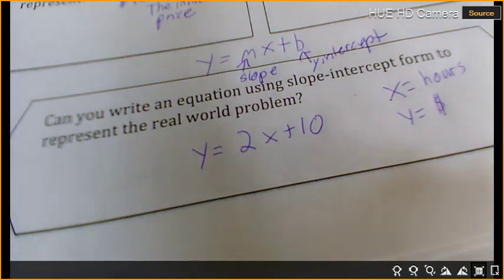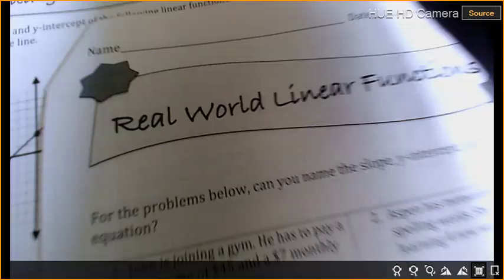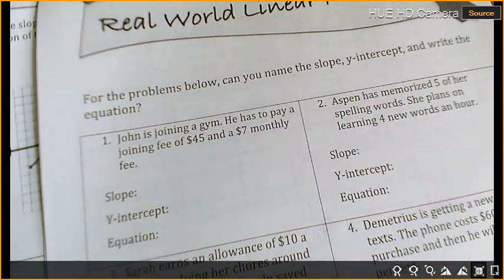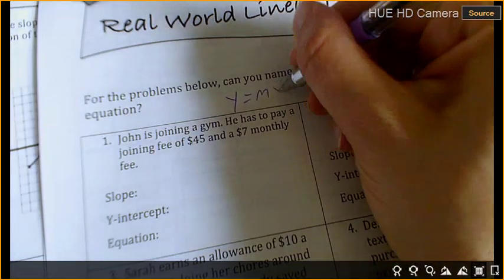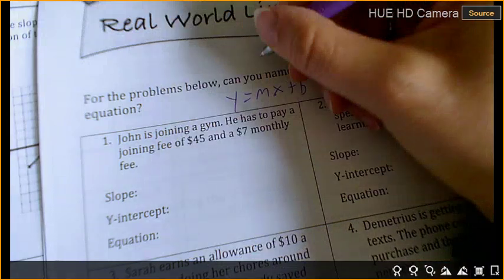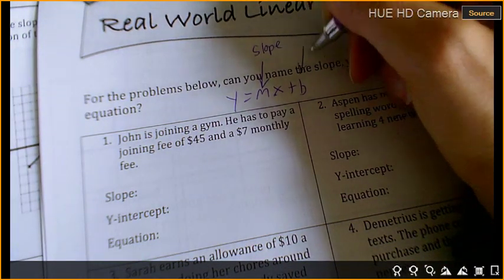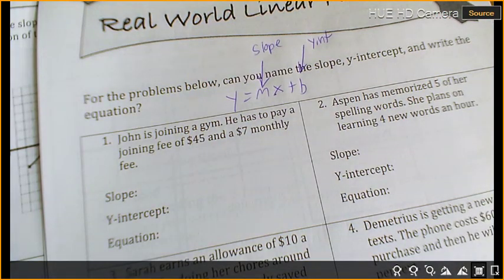All right. Let's turn it over. We're going to look at these real world functions, and we're going to try to do them as well. We got to figure out what the slope and the y-intercept are, and then we'll write the equation. Remember, these are all in y equals mx plus b form. What's m again? Slope. What's b? Y-intercept means where it started, right? Slope means what changes.